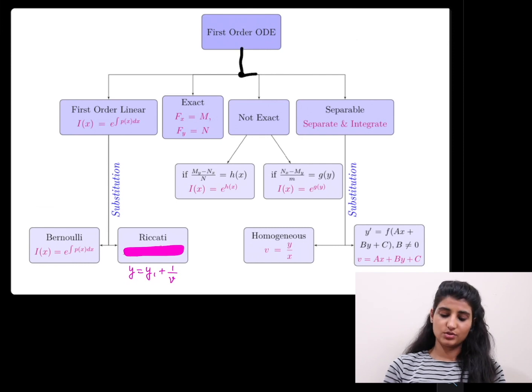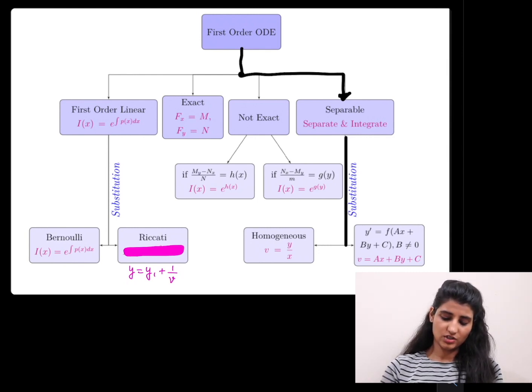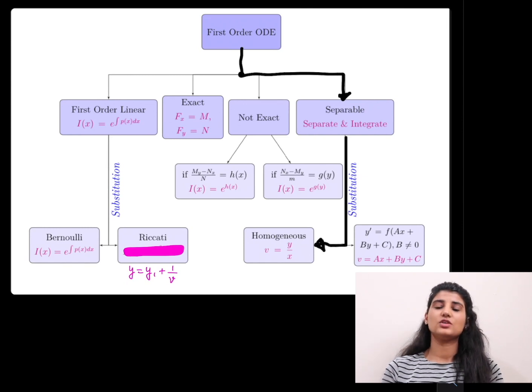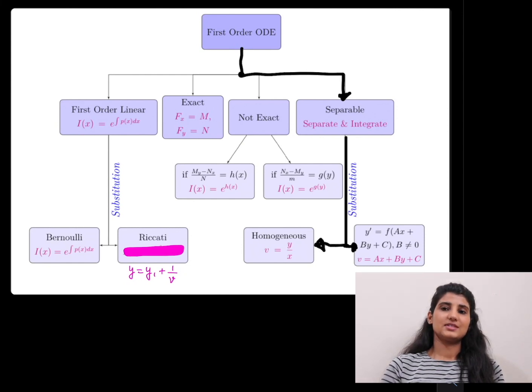So we learned how to solve separable ODEs, and then we were discussing the equations which can be reduced to separable ODEs using some substitution, and we talked about homogeneous equations. If we use the substitution v equal to y over x, we reduce the homogeneous equation to a separable one. Today in this lecture we are going to talk about a special type of equation, and if we use some substitution we can reduce that ODE to a separable one.